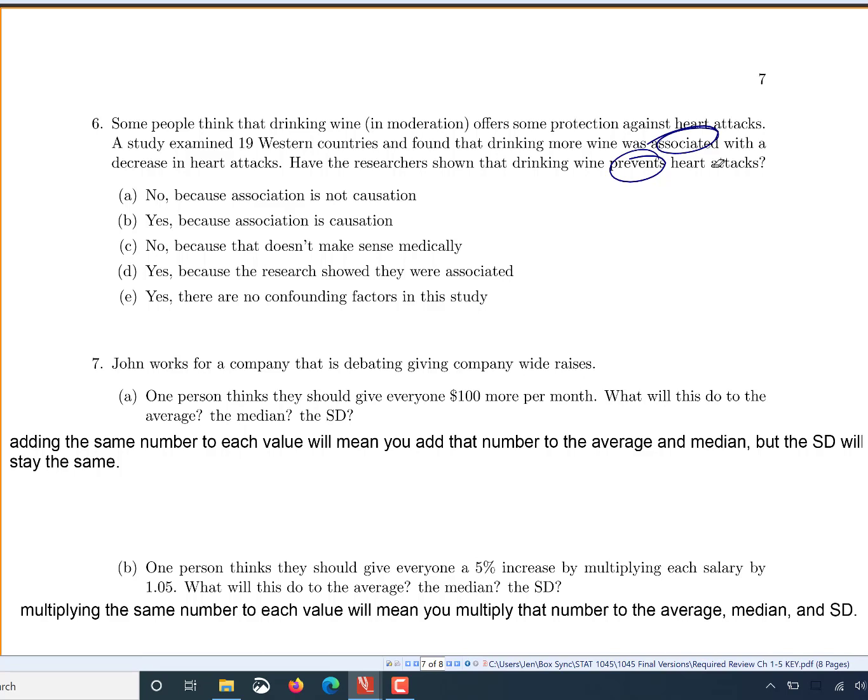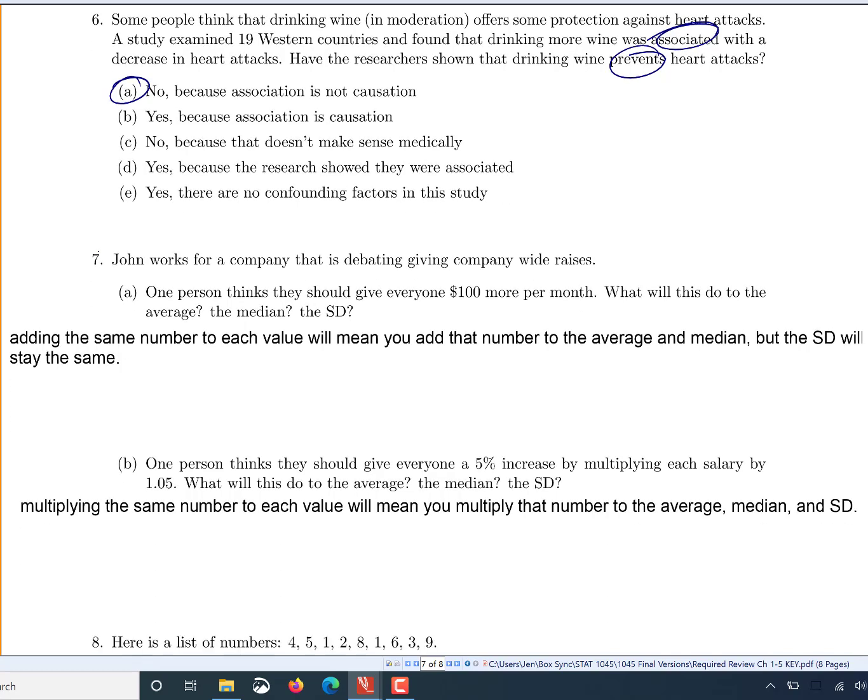And so when you just see something that says it's associated, that doesn't mean that you can say something else causes it. So association is not causation. There might be other confounding factors, so you cannot say drinking wine prevents heart attacks, even though you figured out that they were related somehow or associated somehow.